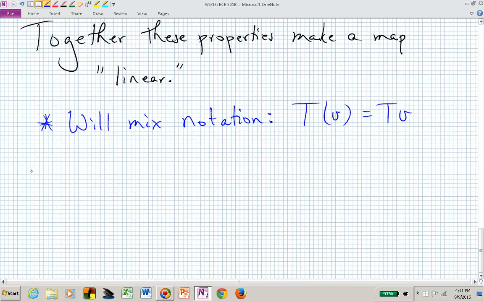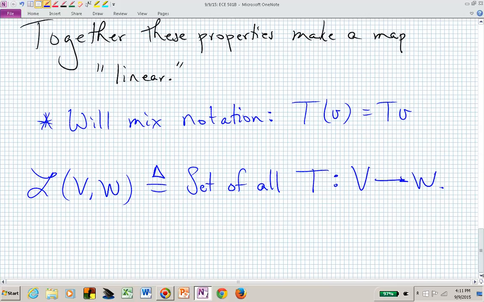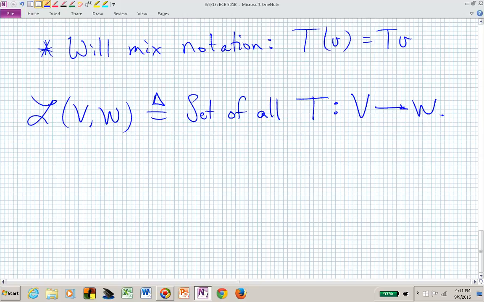Also, another notation that we will use is this script L of V comma W. That's defined to be the set of all linear maps T that take V into W. So the script L of V, W explicitly identifies the input vector space V and the output vector space W, and the script L says that this is the collection or the set of all such linear maps from V to W. If we want to refer to all such maps, we would say that's this set L of V, W.